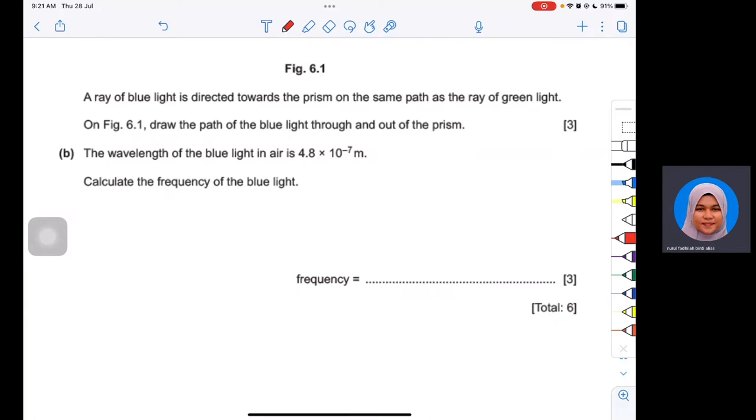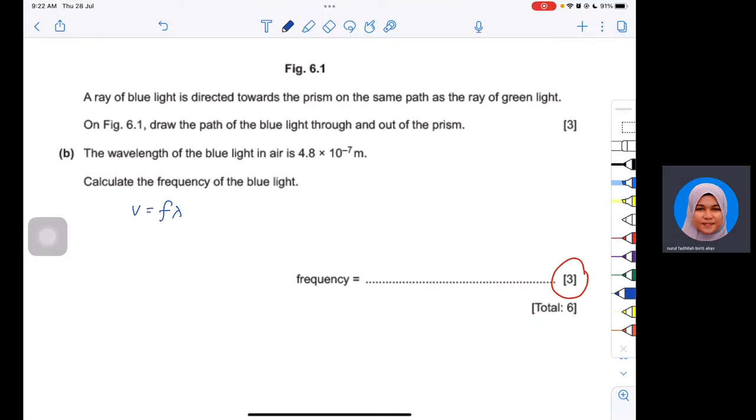Now, B, the wavelength of the blue light in air is 4.8 times 10 to the power negative 7 meters. Calculate the frequency. So, that's not difficult, tapi 3 markah, because there are expectations from you. Siapa yang dah buat? You all dah buat sendiri kan? So, what do you know about frequency? Okay, so untuk wave, tengok all you punya notes. What's the formula? You kena tulis formula dulu. V equals to F lambda.